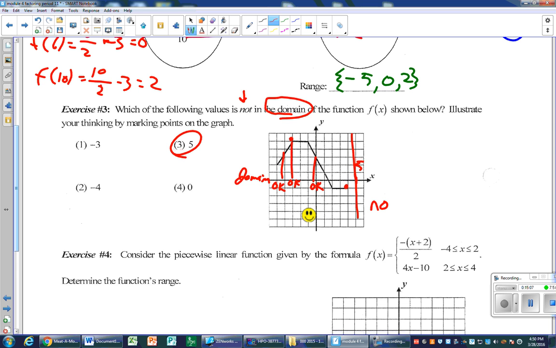It said, illustrate your thinking by marking the points on the graph. So there's a point on the graph, there's the point on the graph, and there's the point on the graph. The first one was number 1, this one was number 2, and that one was number 4.